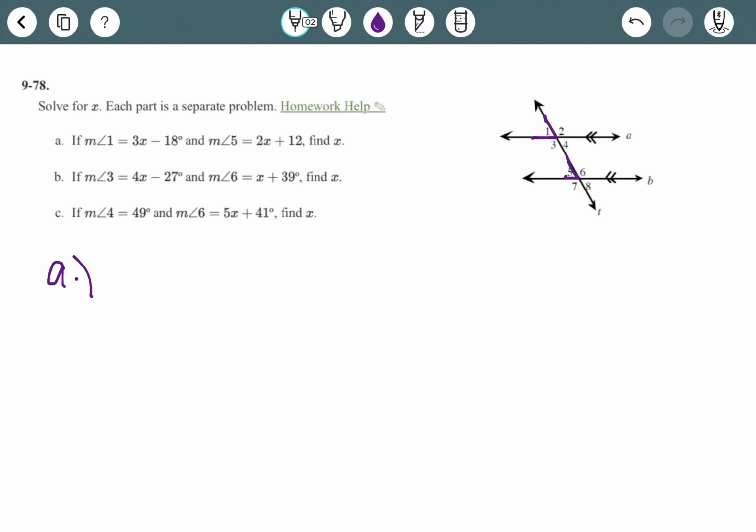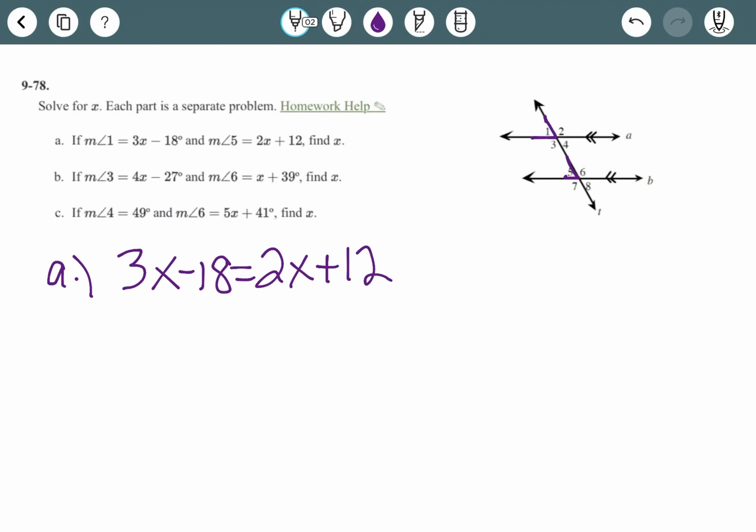All right, so I see that these are corresponding angles. They are on the same side of that transversal, and they both fall on a parallel line. So these are corresponding angles, and corresponding angles have equal measurements. If I'm setting up an equation, I'm going to need to do 3x minus 18 and set it equal to 2x plus 12.